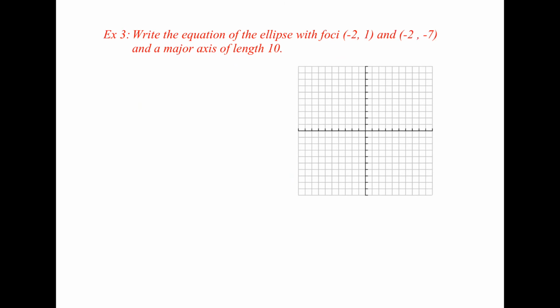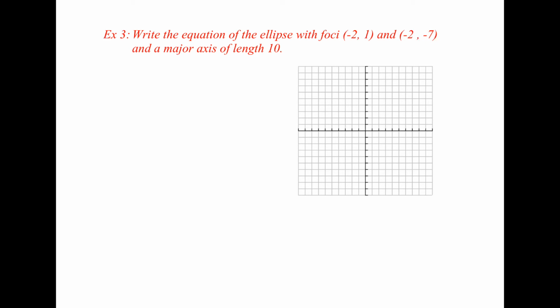Alright, and the last example we're going to look at is working backwards. So I've given you a graph because sometimes I think it's easier if you have a graph to work backwards as to what you need to know. Now remember, for an ellipse equation, you need the center and you need the a and the b value.